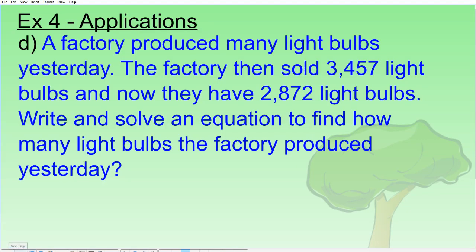Letter D. A factory produced many light bulbs yesterday. It doesn't say how many, it just says many. The factory then sold 3,457 light bulbs, and now they have 2,872 light bulbs. Write and solve an equation to find how many light bulbs the factory produced yesterday. Okay, so this is a problem for you to try on your own. So if you could go ahead, pause the video, try it on your own. When you are ready to continue, hit play, and we'll go through it together.